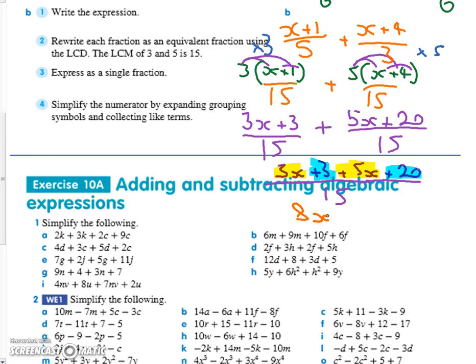8x plus 23 over 15. Everyone happy with that? Notice how once we've got the common denominator, we don't actually do anything else with that 15. It just keeps going on and on. You're just doing the top bit now. All of a sudden, you're not doing a fraction anymore, you're just doing addition of algebraic expressions. You just keep writing the over 15 bit. We all happy with that? Well done.